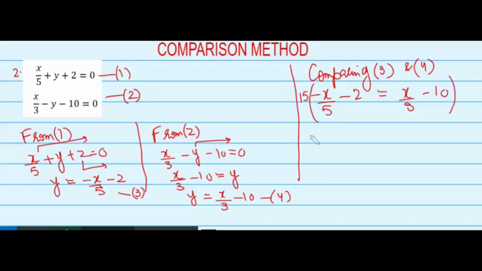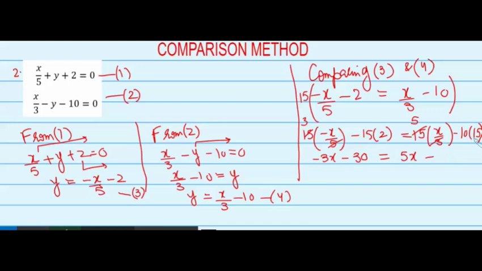So 15 times minus x over 5, then 15 times 2, negative 2 obviously, and 15 times x over 3, and then 15 times 10. So 5 3s are 15, right? Similarly 3 5s are 15 here. So 3 into minus x is minus 3x, and minus 15 times 2 gives you minus 30. 5 times x is 5x, and negative 10 into 15 is negative 150.